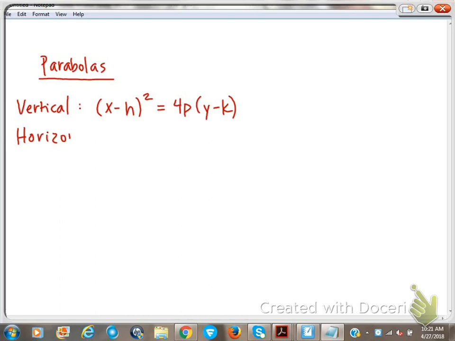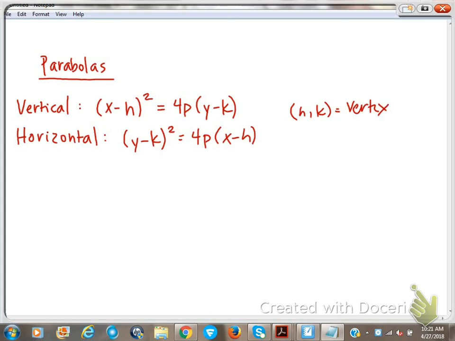When it's horizontal, that looked like what? Y minus k, y minus k is squared. And then over here, you still have that 4p, x minus h. Good. And what does the h comma k represent for a parabola? Not the center, because it's a vertex. Good. So in this one, h comma k is your vertex.